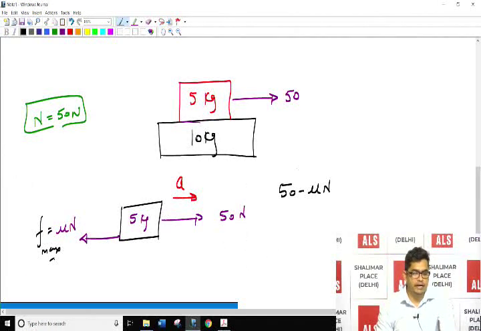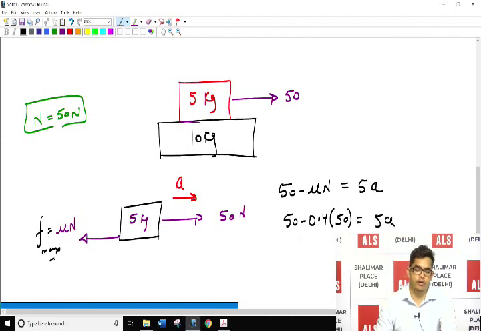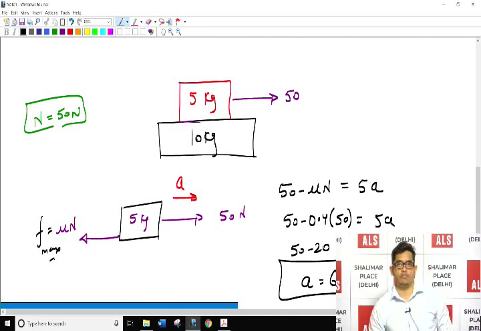So 50 minus mu N is equal to 5 into a. So 50 minus 0.4 into 50 is equal to 5 into a. 50 minus 20 is equal to 5 into a, so a is 30 by 5, which is 6 meter per second squared. This is the acceleration of the upper block. Okay, this is the acceleration of the 5 kilogram block.